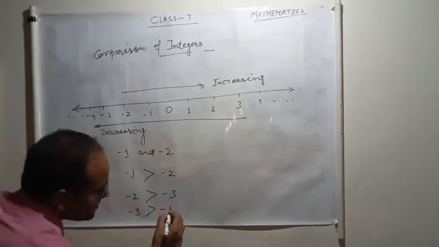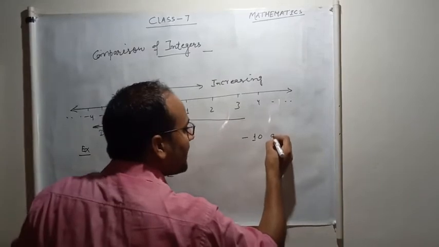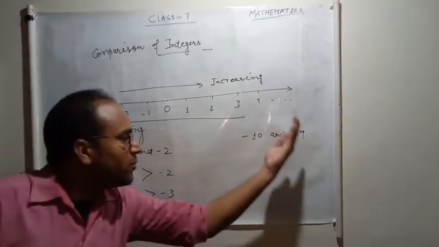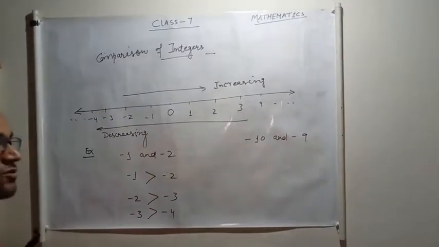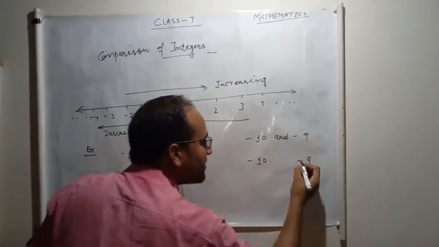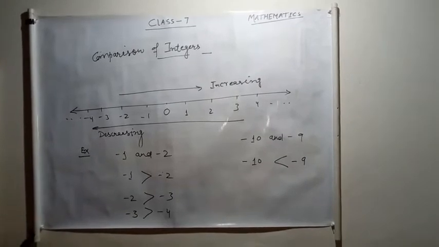-2 is greater than -3. -3 is greater than -4. And if I take -10 and -9, which one is greater? When we go from right to left, first comes -9 and then -10. So which one is greater, -10 or -9? -9 is greater than -10.